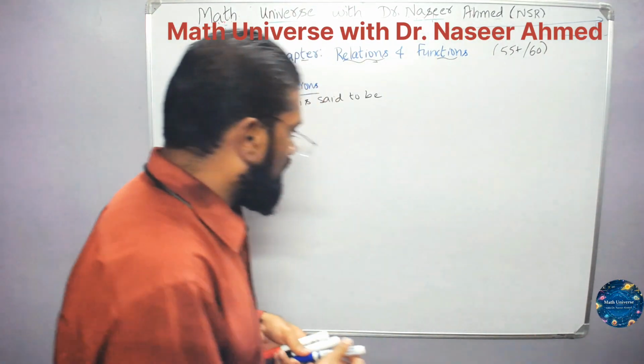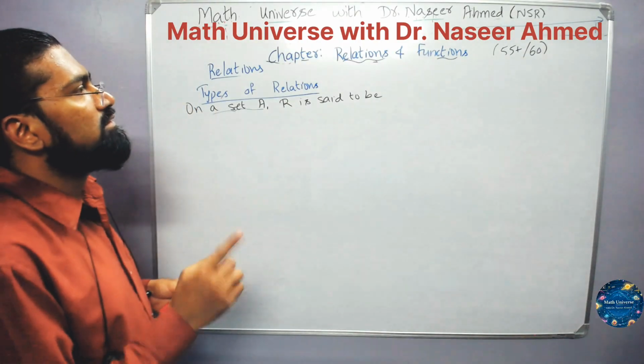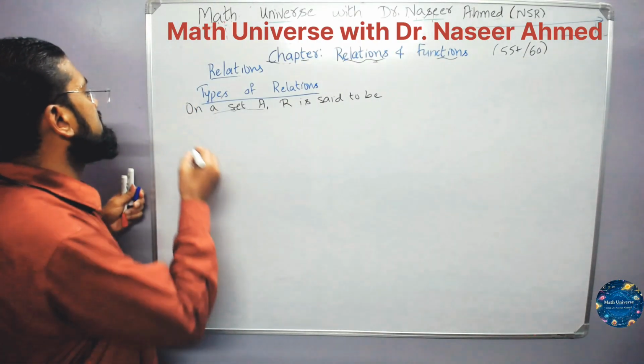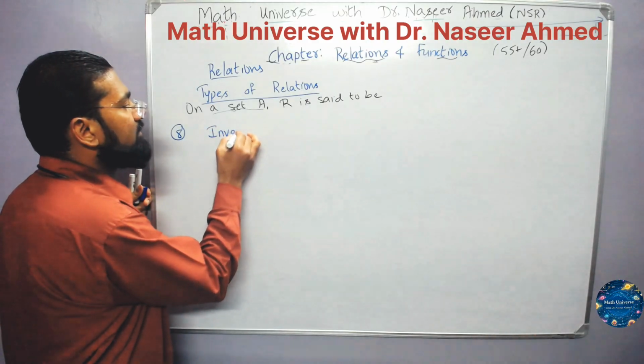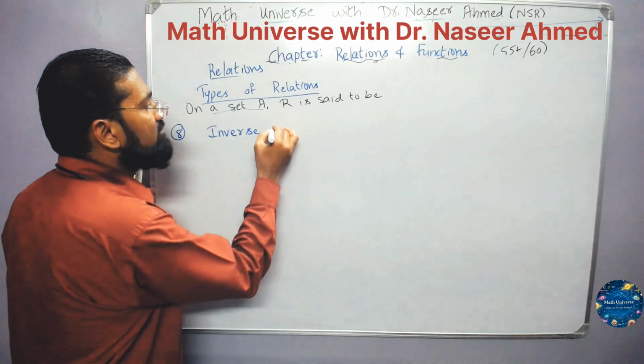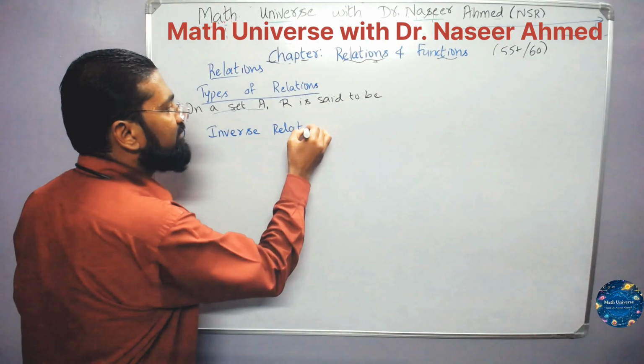Okay. Now I think it was 7, I think the number. Now comes the 8th one: inverse relation. What is inverse relation? See carefully.